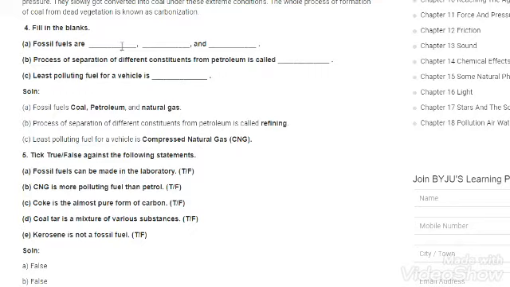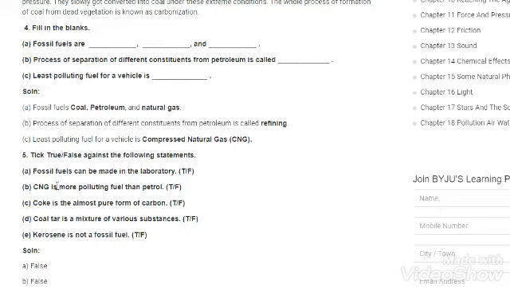Okay, then fourth one, fill in the blanks. Fossil fuels are dash, dash and dash. What are the examples of fossil fuels? Coal, petroleum and natural gas. Second one, the process of separation of different constituents from petroleum is called what? Refining of petroleum. Then third one, least polluting fuel for a vehicle. Which fuel is used for vehicles that causes the least pollution? Yes, compressed natural gas, or CNG.